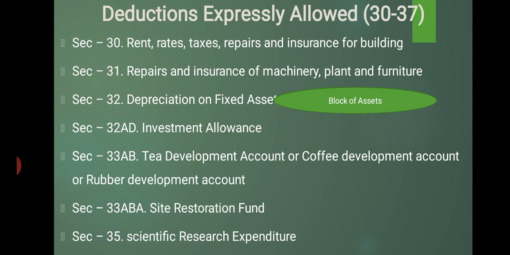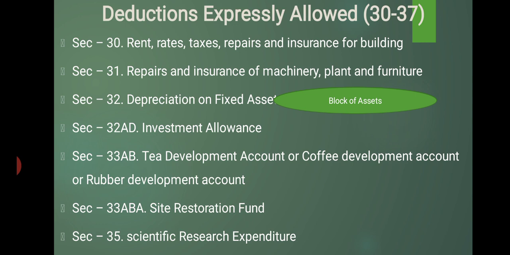First one, that is section 30: rent, rate, tax, repairs and insurance of the building. This deduction is allowed in respect of rent, rate, tax, repairs and insurance for premises used for the purpose of business or profession. The important point that you have to mind: capital expenditure incurred on repair or current repairs on building shall not be allowed in this respect. So only operational expenses like rent, rate, tax, repairs and insurance for the premises.